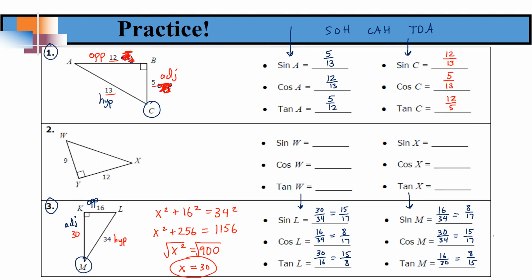All right, hopefully you had a chance to try those on your own. For sine of angle M, you should have gotten 8 over 17, cosine of angle M, 15 over 17, and tangent of angle M, 8 over 15. Okay, go ahead and turn the page.